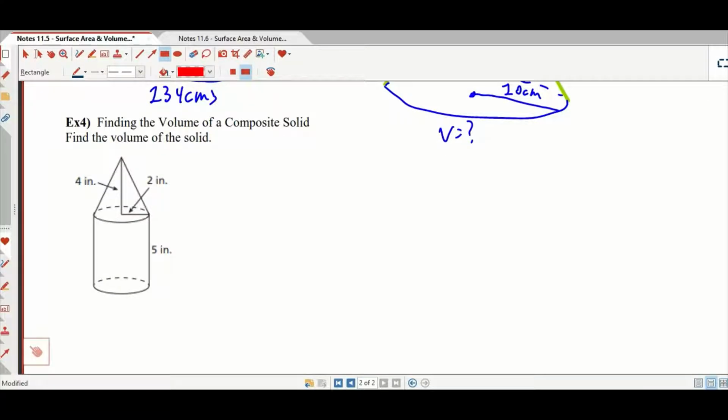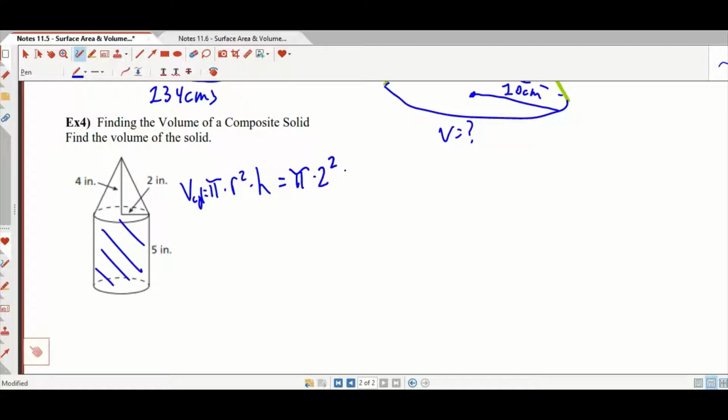Finding the volume of a composite solid. So in this case, we need to find the volume of the cylinder and then the volume of the cone. So let's go ahead and get to that. The volume of the cylinder is pi times radius squared times height, which is pi times the radius, 2, squared times the height, which is 5. 2 squared is 4, which means that's 20 pi inches cubed.